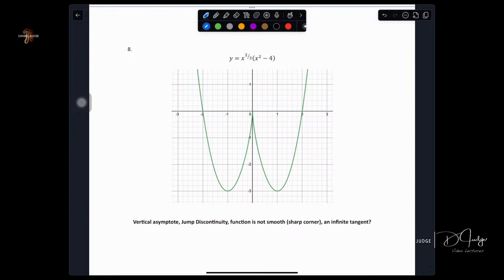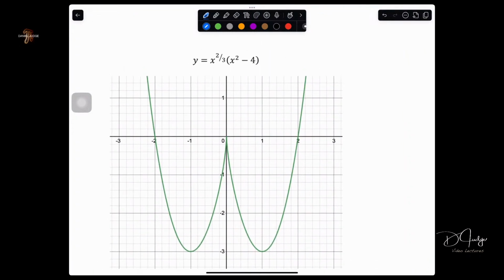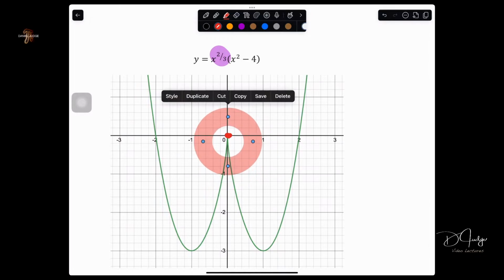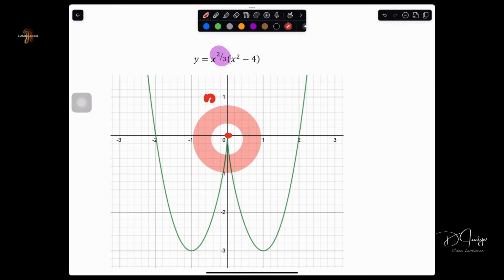Now, number 8 is defined for all real numbers. This function, notice again, you have a rational exponent. This is what I'm referring to, that the power there is a fraction. You've got to be concerned with those functions, because at this location you have a sharp corner. This is where the function is not smooth, ladies and gentlemen. It is not smooth. You definitely have a sharp corner.